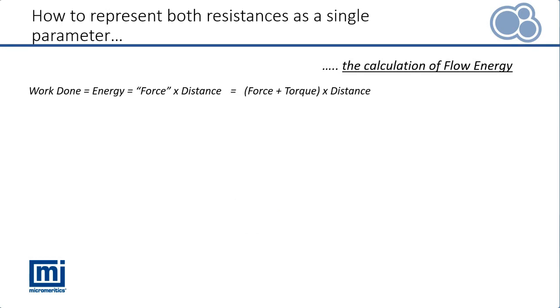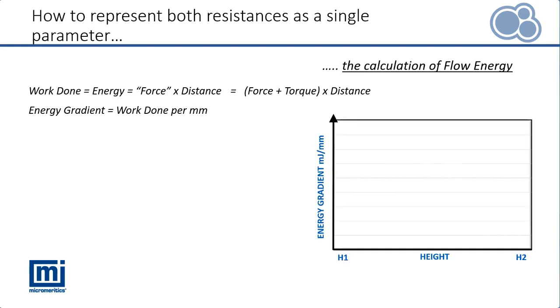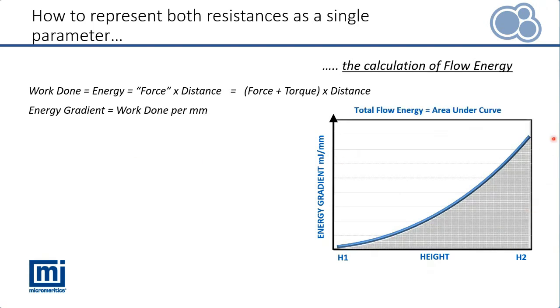Work done is force times distance, and we can then do a similar calculation for torque. So we can say force and torque times distance will effectively give us the flow energy. We can then also express this as an energy gradient, so calculate that work done for every millimeter of travel, and the area under the curve is then the total flow energy for that sample. You'll see these graphs coming up later on in the presentation, where we look at the energy as a function of height.